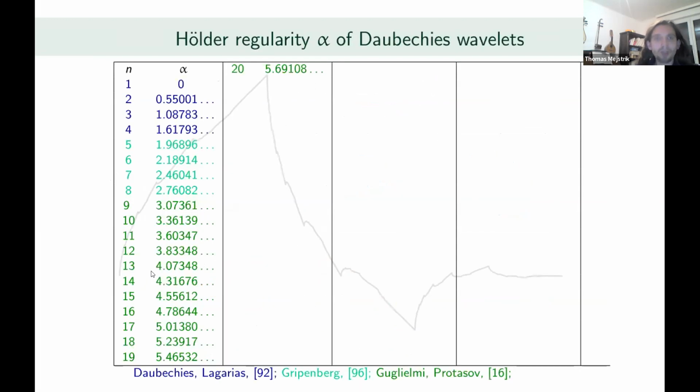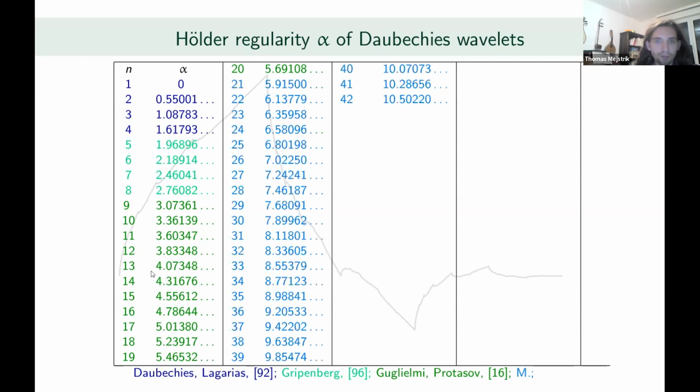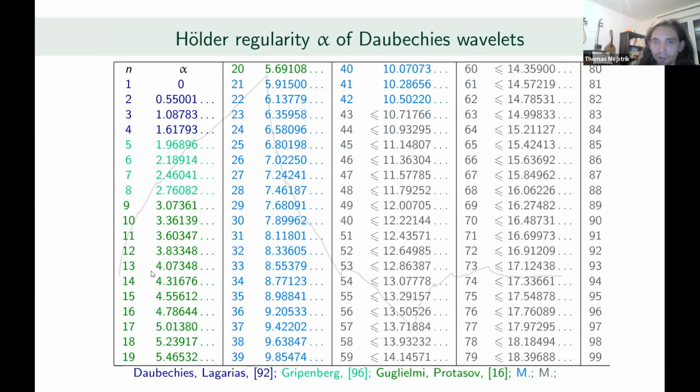And we use the IPA, for example, to compute the regularity of Daubechies wavelets. So similar to checking whether the limit function is continuous for certain subdivision schemes, we can also compute the exact regularity. And with the first version of the IPA, Guglielmi and Protasov were able to compute it up to the 20s. And then currently we can compute it up to the 40s. I don't think this has any application, but it's nice at least. And for the rest, we have upper bounds currently.